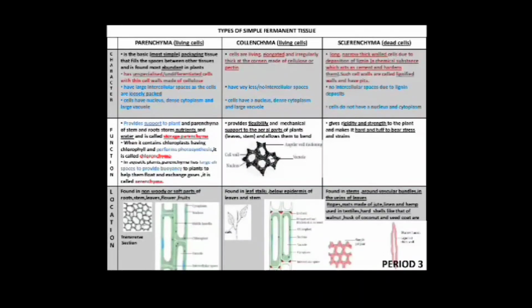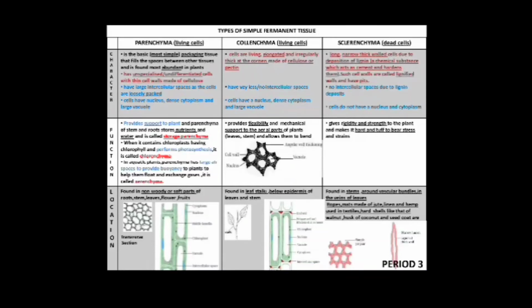So firstly, parenchyma provides support to plants, and parenchyma of stem and root stores nutrients and water and is called storage parenchyma. When it contains chloroplast having chlorophyll and performs photosynthesis, it is known as chlorenchyma. In aquatic plants, parenchyma has large air spaces to provide buoyancy to help them float and exchange gases, which is known as aerenchyma tissue.